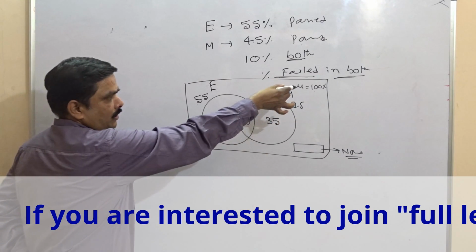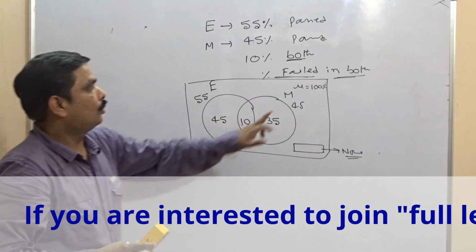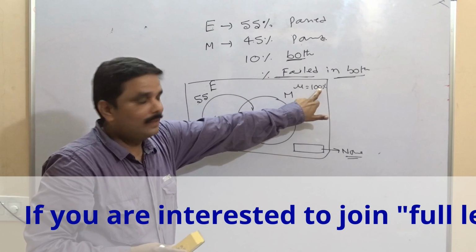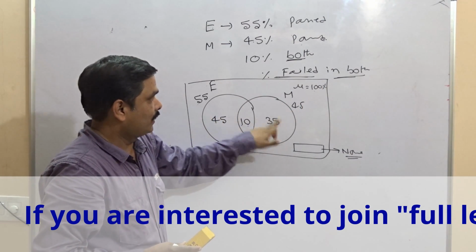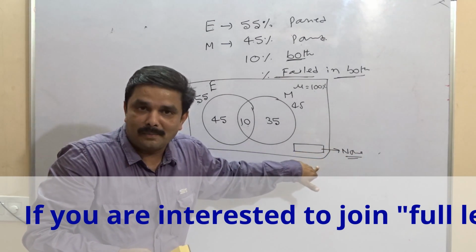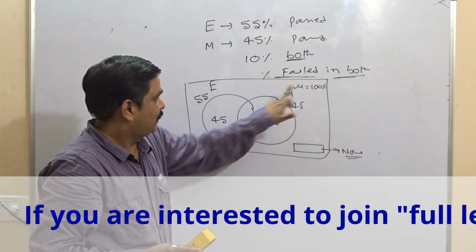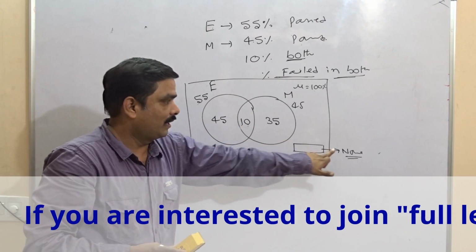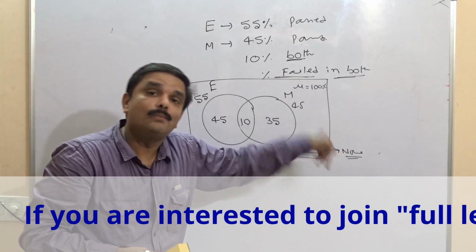Remember, there is the general principle here, right? Total minus passed in at least one will give me failed in both. That is called the none part, right? Total minus passed in at least one will give me failed in both, of course.